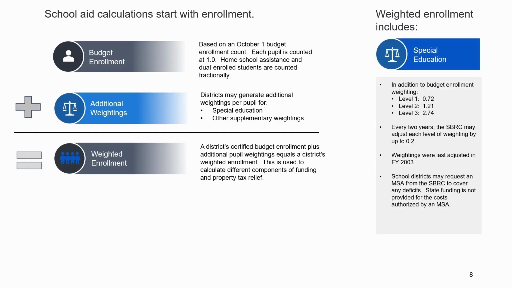Page 8. School aid calculations start with enrollment. This is base enrollment, which is the count of the students October 1, plus additional weighting to get the weighted enrollment. This is used to calculate different components of funding and property tax relief. Special education has additional weighting based on the level of need of the pupil. Special education weighting is reviewed by the SBRC every odd year.